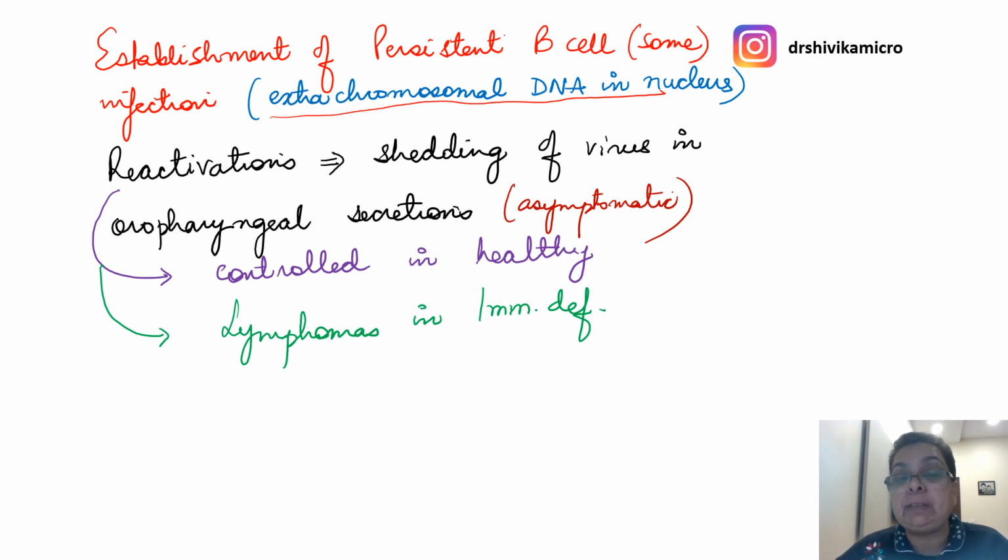These reactivations are limited, meaning they are controlled by the immune response in healthy people, but they lead to lymphoproliferative disease in the immunodeficient. So uncontrolled replication of the B cells, that is what leads to lymphomas. The Burkitt's lymphoma, the Hodgkin's lymphoma.